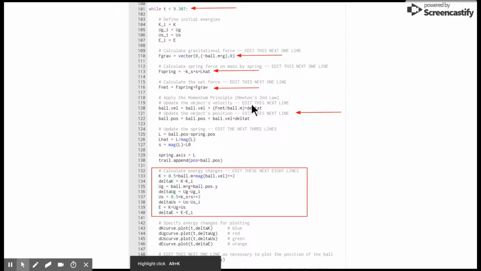For the while time loop, I put the ending time from Tracker as the terminating condition, and I updated the gravitational, spring, and net forces acting on the mass as it moves iteratively. I also applied Newton's second law to the loop to update the mass's position and velocity, along with the energy changes used to satisfy the energy principle.